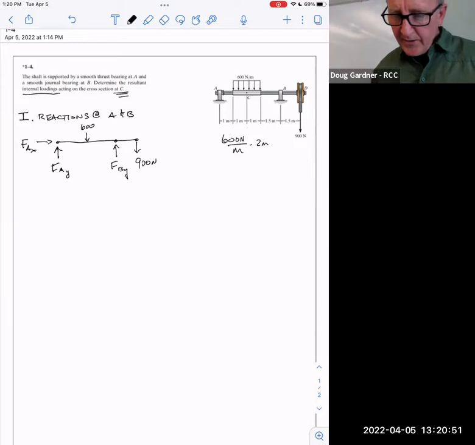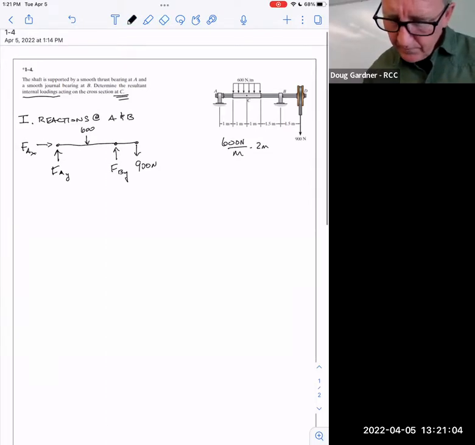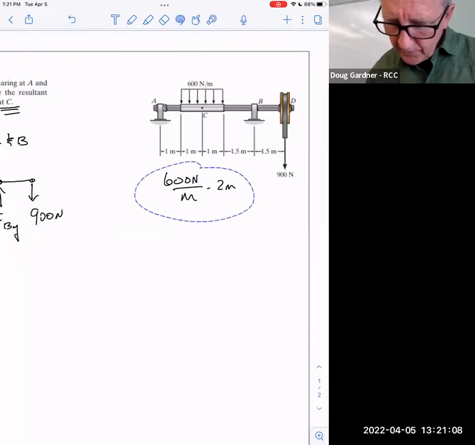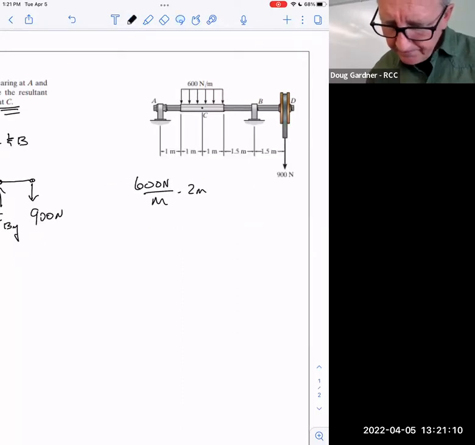And so now I can do a sum of the moments calculation to figure out how much of that 1,500 newtons. Oops, I screwed up here. What did I screw up? I'm stalling, giving you time to answer the question.